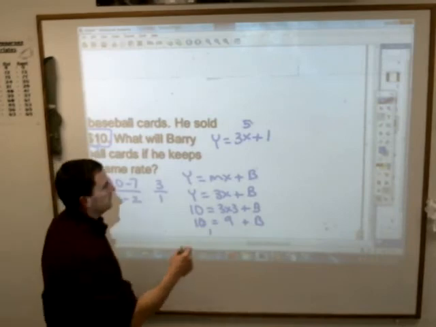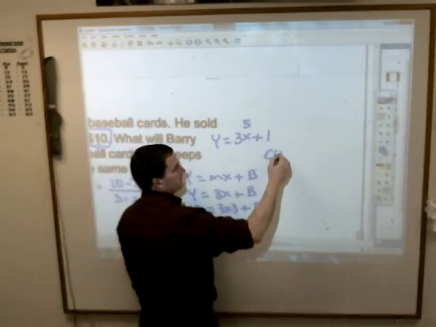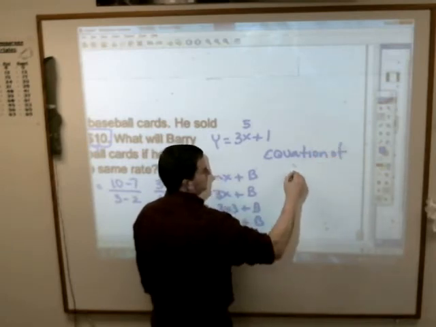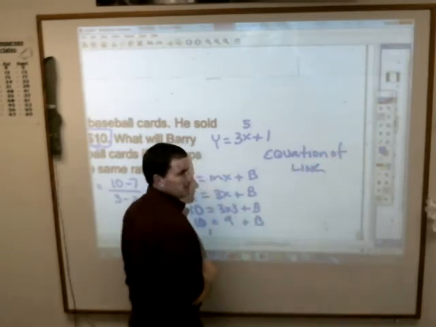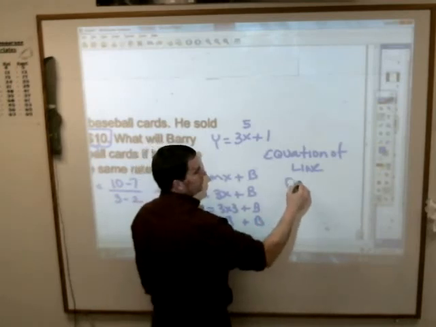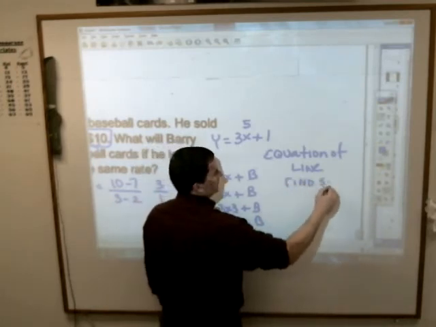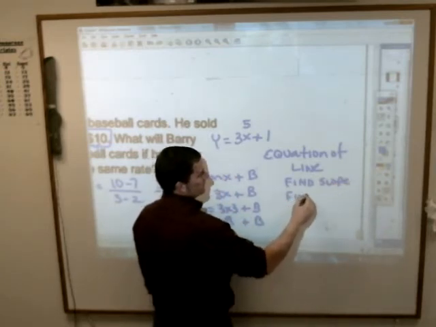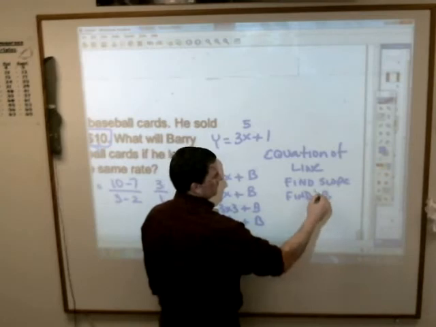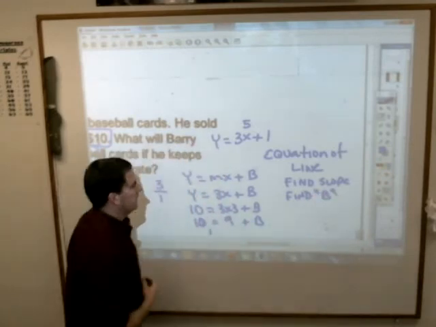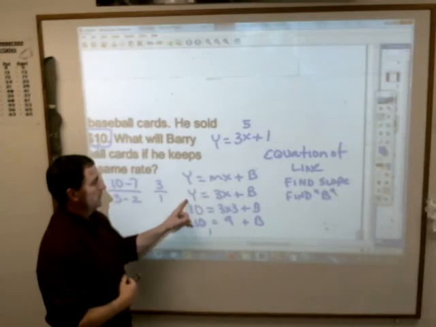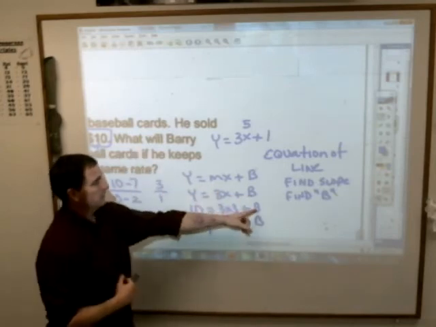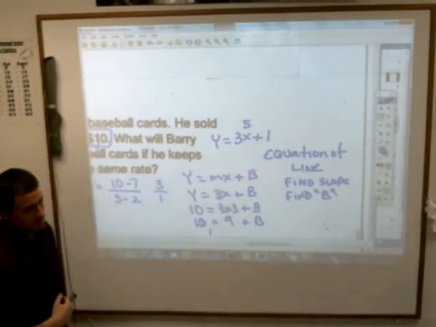So, note to self, you need to find the equation of the line. Find the equation of the line by finding slope. And then you have to find what letter b is. The way you find the letter b is once you find the slope, you write the equation out and plug in one of those 2 points they gave you, an x and y point, and it'll tell you what b is. And then you can figure it out from there.